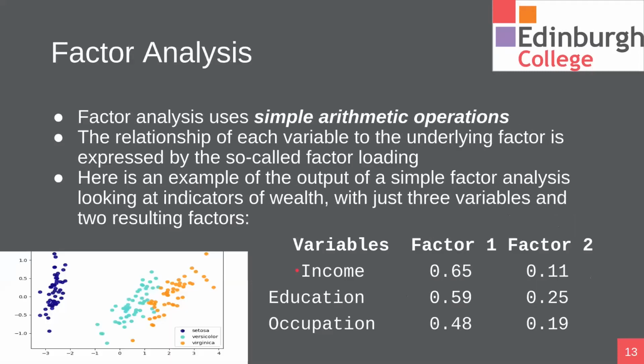So here's an example called factor analysis. Now, we have some variables here: income, education, occupation, and some different factors. Okay, factor analysis just uses some simple arithmetic operations. The relationship of each variable to the underlying factor is expressed by that factor loading. So here's an example here where we have the iris data set, and we have the three different types of iris: setosa, versicolor, and virginica. Okay, we can use that to analyze these.